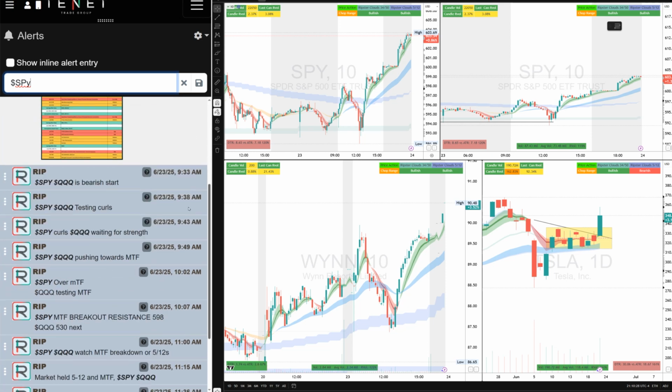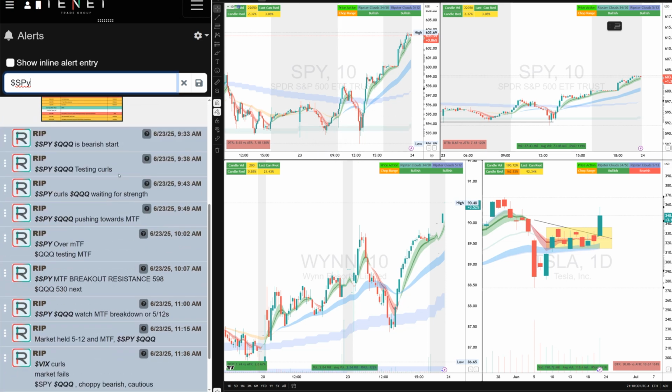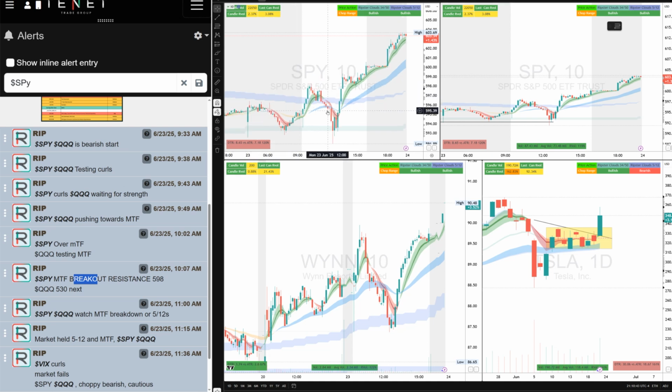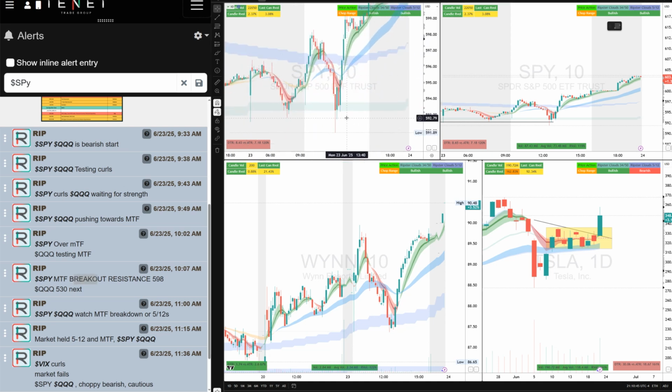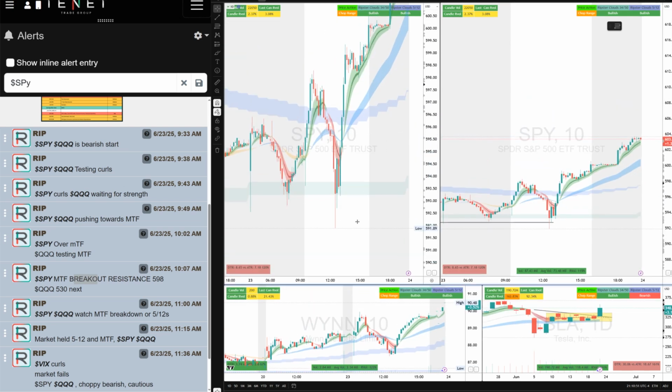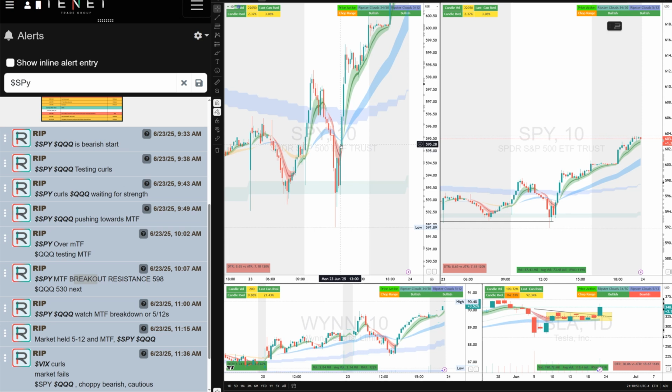Let's take a look. So SPY QQQ had a bearish start, but then it became a testing curl. It became a long here over the MTF breakout, pushed into, you visualize the three candles long. After that, there was nothing, chop. Then it broke the MTF, flush to the MTF, but that's fine. This is the trade. This is the short trade right here. And this was the curl. And now this was the curl.